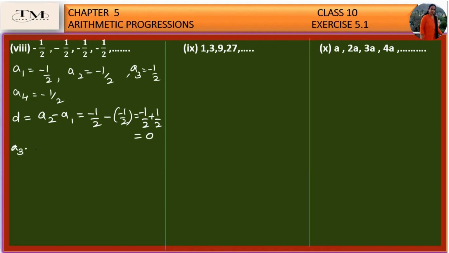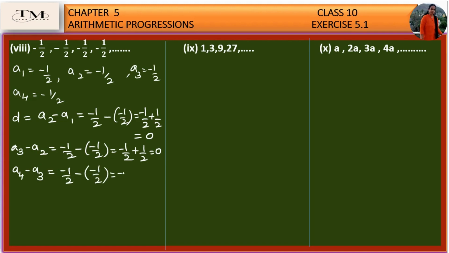Next one, A3 minus A2. What is A3? It is minus 1 by 2 minus A2 is minus 1 by 2. So the same, minus 1 by 2 minus into minus plus 1 by 2, which is 0. Next A4 minus A3. A4 is minus 1 by 2 minus 1 by 2. So minus 1 by 2 plus 1 by 2, which is 0. So D is same for all n. Then eighth problem is an AP.